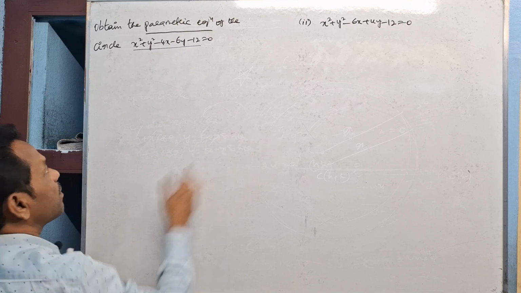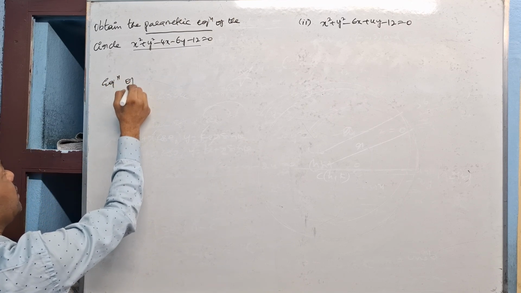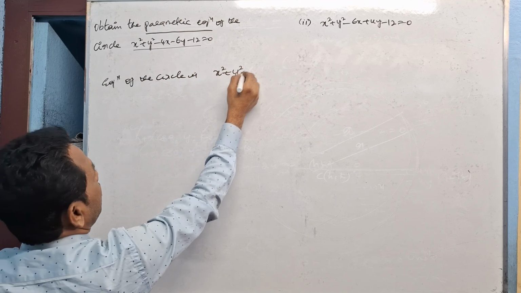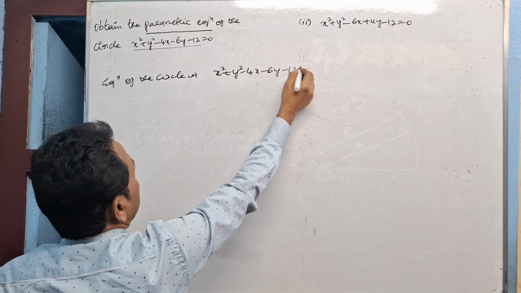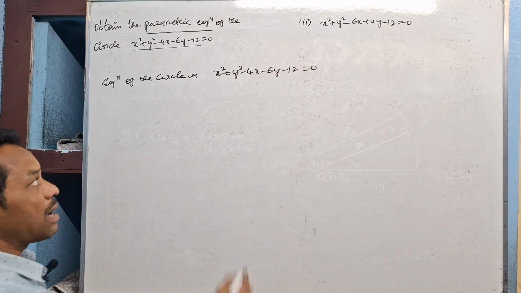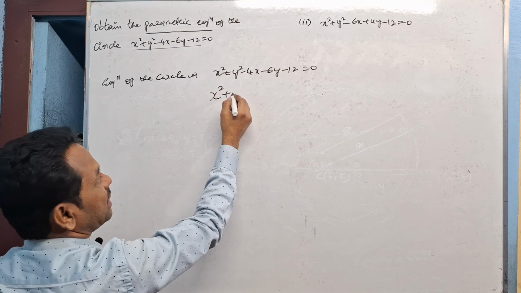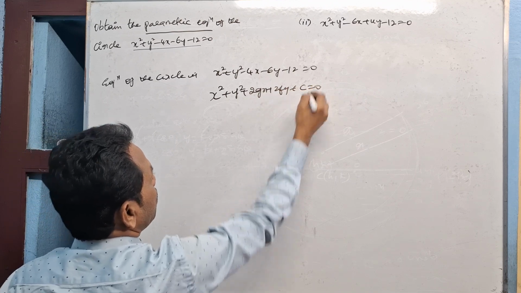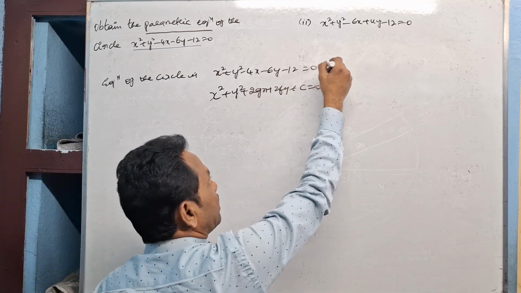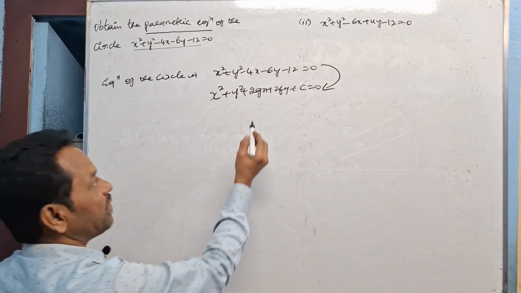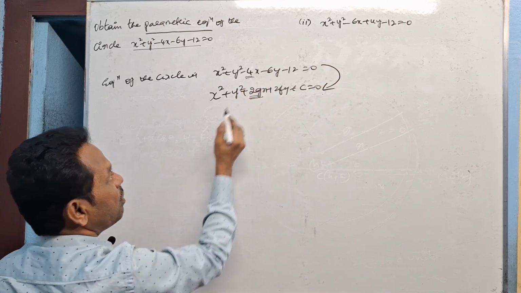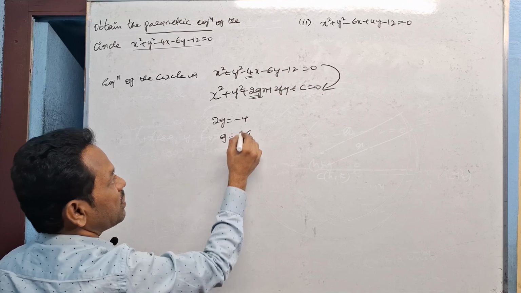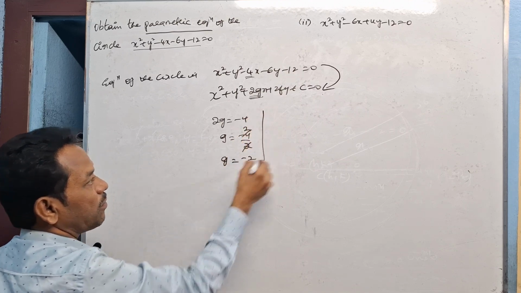In the first sum, the equation of the circle is given: x square plus y square minus 4x minus 6y minus 12 equals 0. So let us compare this with the general form of the circle, x square plus y square plus 2gx plus 2fy plus c equals 0. Now when I compare, the value of 2g is minus 4. So 2g equal to minus 4. The value of g is minus 4 by 2. The g is minus 2 here.